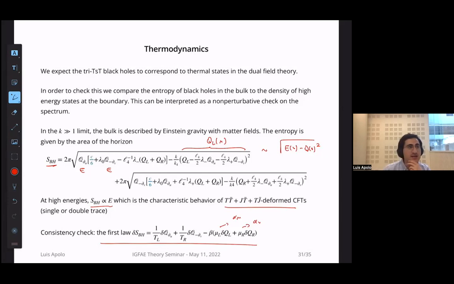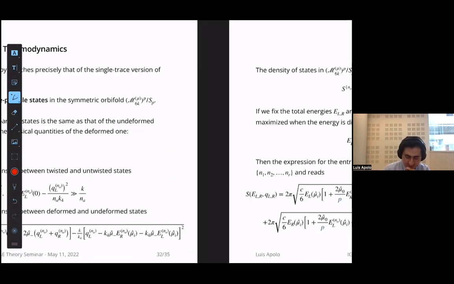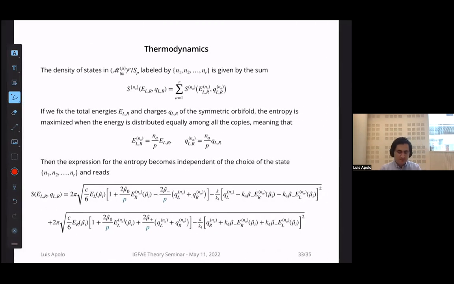And you can similarly derive this from the worldsheet, from the dual side. The derivation is a bit complicated, so I will just skip it and give you the final answer. If you take the symmetric orbifold and try to compute the density of high energy states, you end up with this formula. The first thing to note about this formula is that it matches exactly what we find from the bulk.